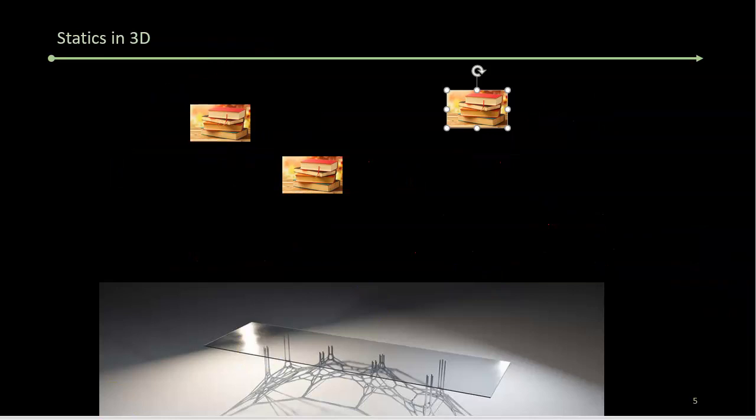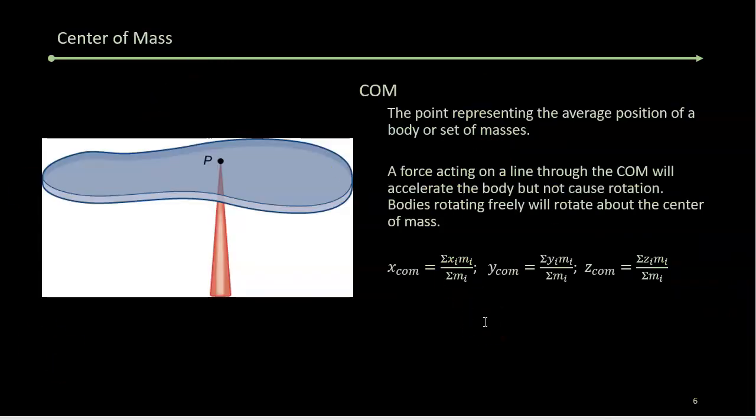And that's all great, because what does that tell us? Any force acting on the object that is along a line through the center of mass does not cause rotation and simply causes translational motion. And that's it for center of mass.